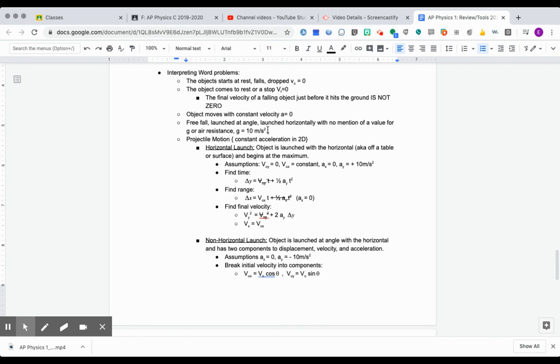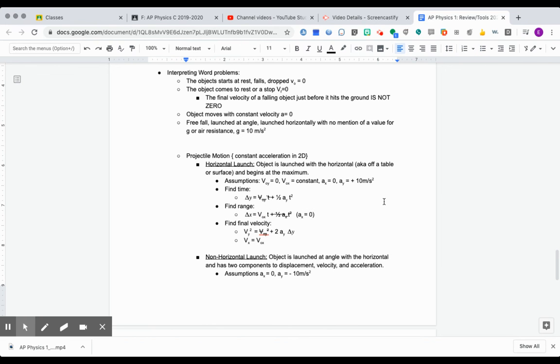Okay, so let's head into two-dimensional constant acceleration. When an object accelerates at a constant rate in the y, but it also has motion in the x, we call that projectile motion. So we're going to look at constant acceleration when there's motion in two dimensions. Specifically, we broke it down into two different types of motion, which are defined here for you. Horizontal launch is when an object is launched horizontally, aka it's launched off of a flat surface or a table. It begins at the maximum height.